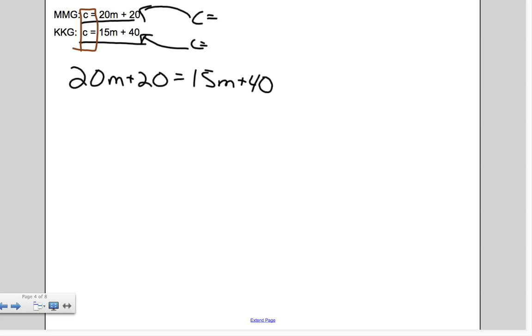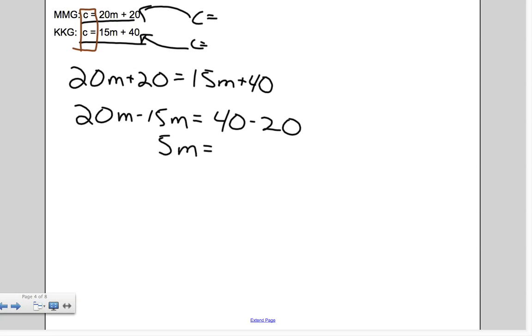Now when you do that, I have an equation with how many variables? One. So what do you think I can do for it now? Solve for it. Well, I'm going to subtract 20m from both sides. And I'm going to subtract 20 from both sides. So I get 40 minus 20 over here. So here I get 5m equal to 20. So 50m minus 20m is 30m. 40 minus 20 gives me 20. What's m? 4.